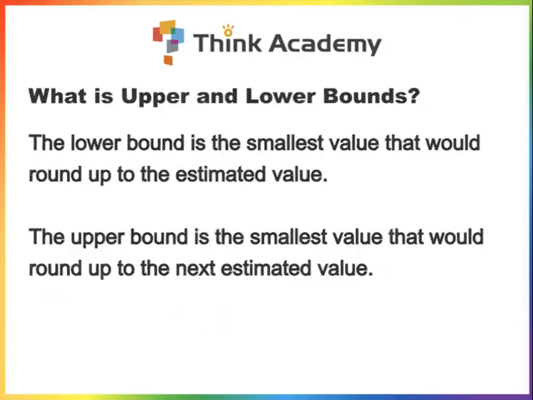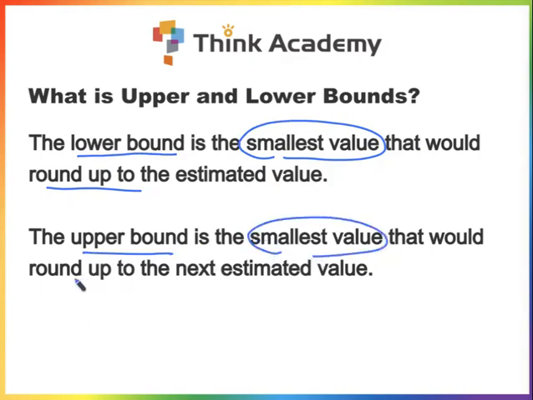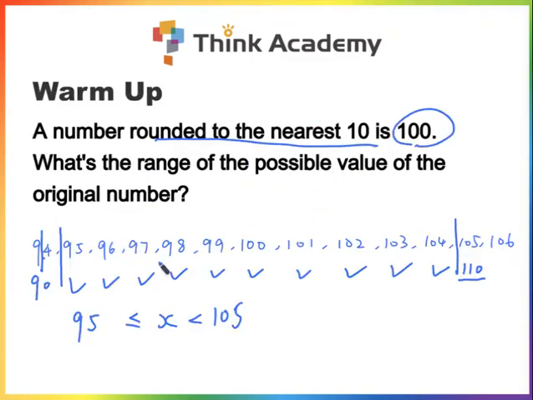But in definition, the lower bound is the smallest value that would round to the estimated value, while the upper bound is the smallest value that would round to the next estimated value. For example, the lower bound in this case is 95 because that's the smallest number that can round up to 100. While the upper bound is 105 because that's the smallest number that gives you the next estimated value, which is 110. We take the smallest value, not the largest one, but we take anything that's less than that. Hope it makes sense.